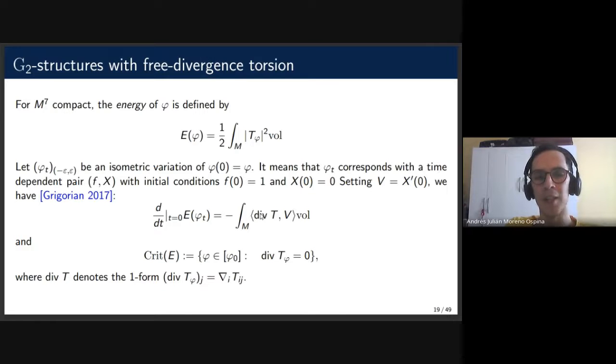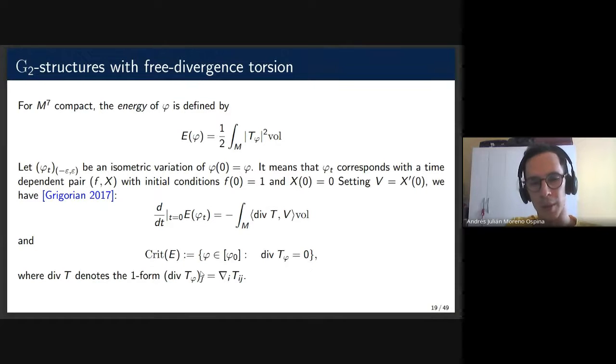So the critical points for this energy restricted to the isometric class are the divergence-free G2 structures, where the divergence of the torsion, because the torsion is an endomorphism, you can identify with a 2-0 tensor using the metric. So the divergence is a 1-tensor, which is essentially a 1-form given by this formula.